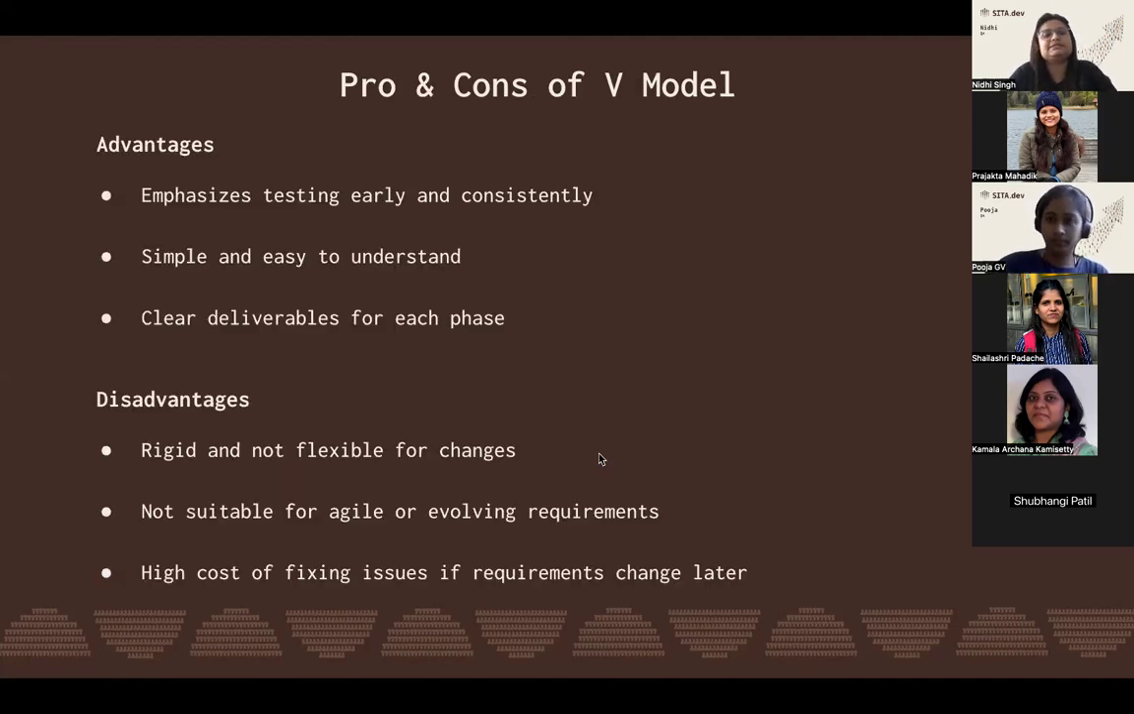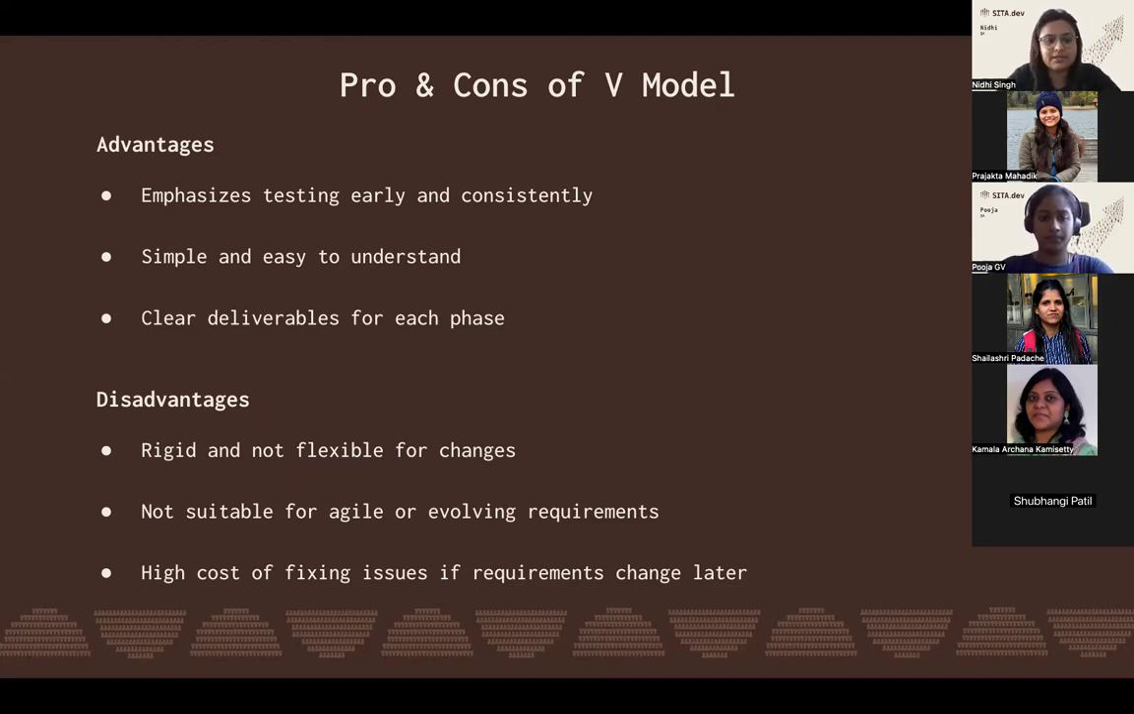So let's deep dive into the advantages and the disadvantages of the V model. Advantages are, it emphasizes testing early and consistently. It is very simple and easy to understand because it is based on the waterfall model only, and it has clear deliverables for each phase. For each phase, we have clear deliverables against which the testing is done.